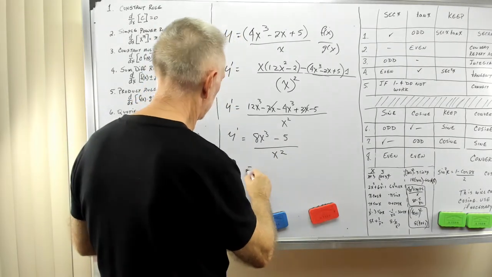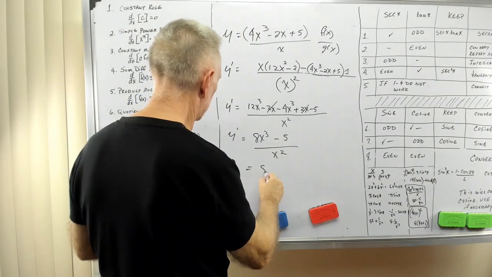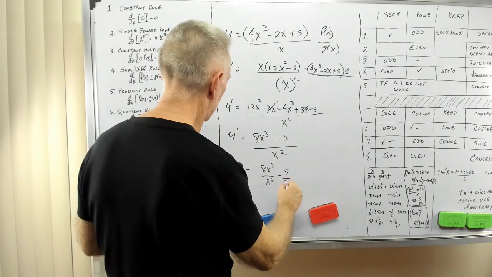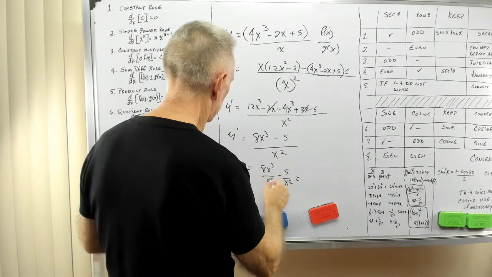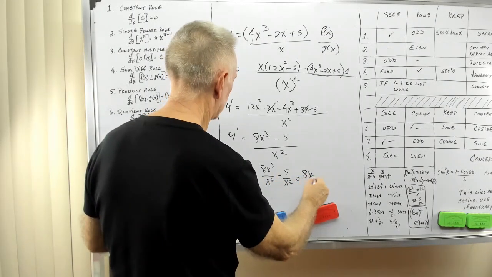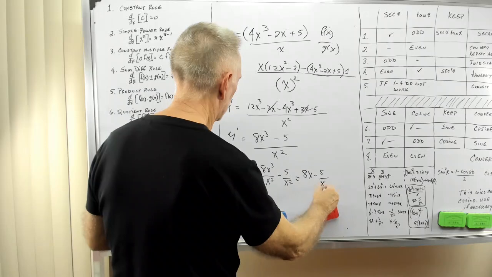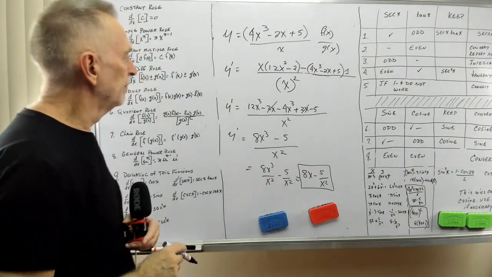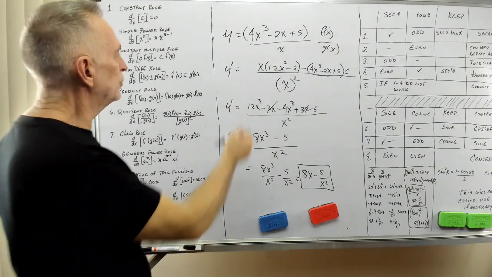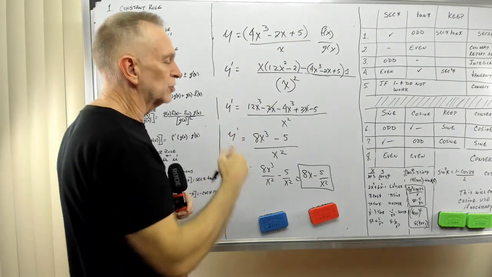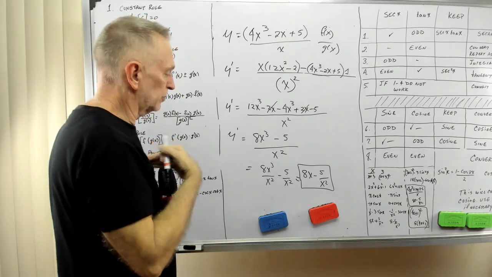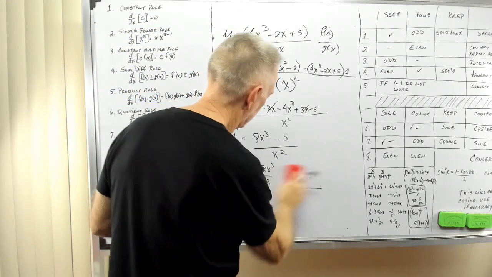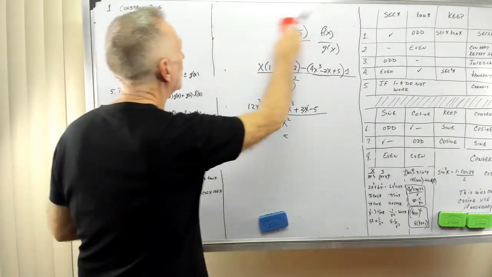Okay, remember, since I have one term on the bottom, that's 8x cubed divided by x squared minus 5 over x squared. What does that give me? 8x minus 5 over x squared, which is exactly what we had earlier. It was just easier to simplify and use the product rule, at least I thought so, than doing all the division. Okay.